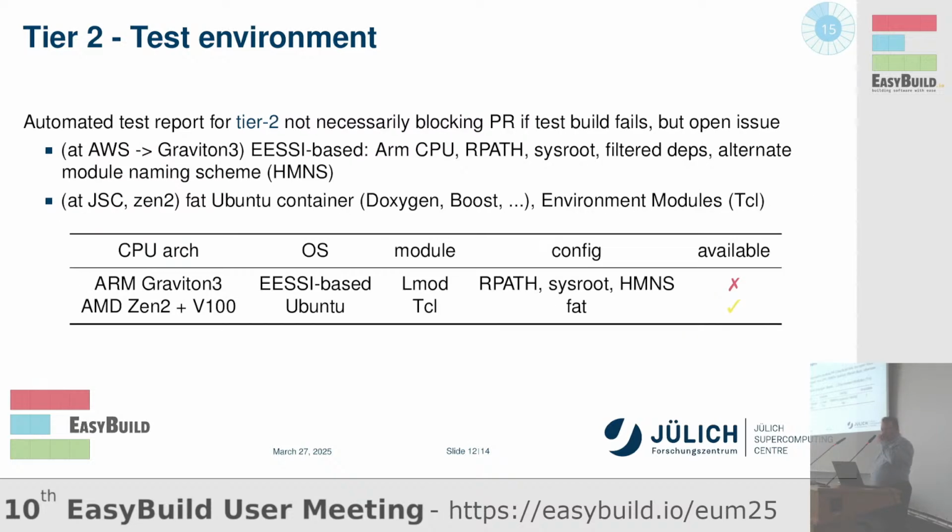Then for tier 2, we discussed that it would be nice to have a tier 2. That means it's not blocking the PR if it fails, but we can open it, and then other people know that this was tested. For tier 2, we thought about one ARM-based system, for example with a hierarchical module naming scheme.